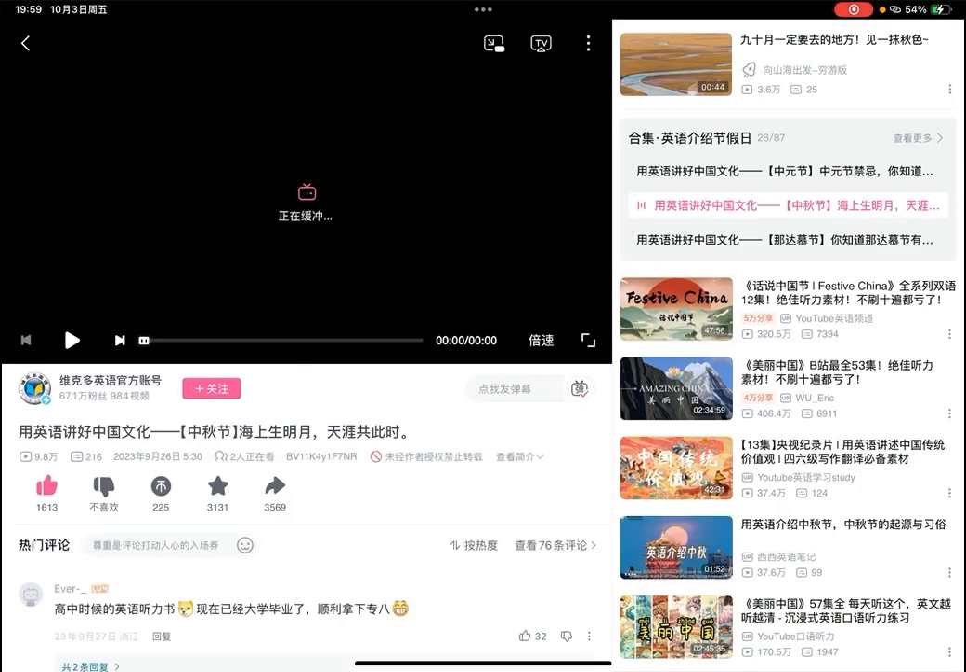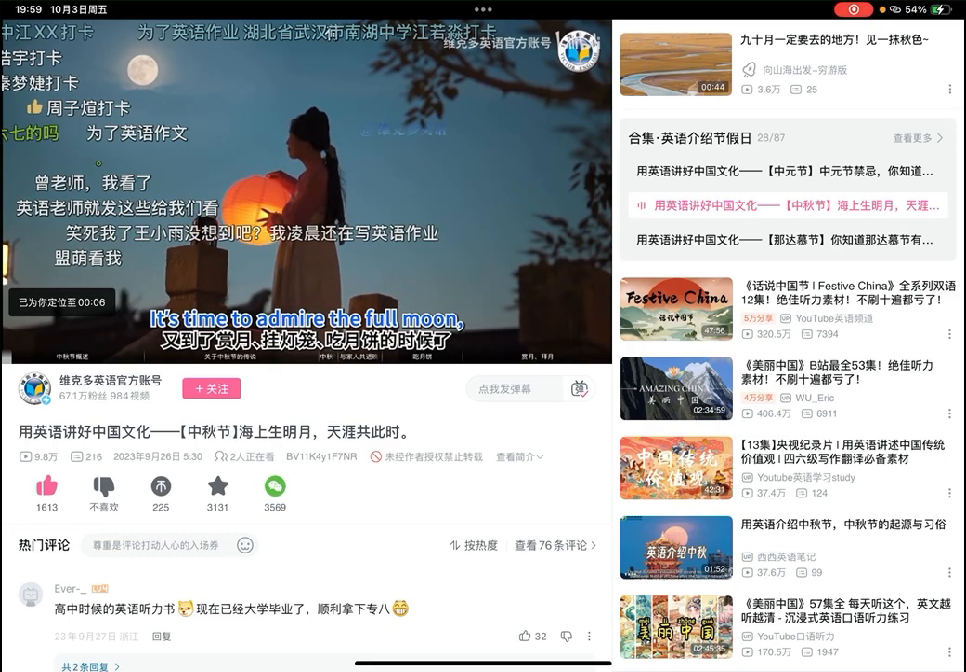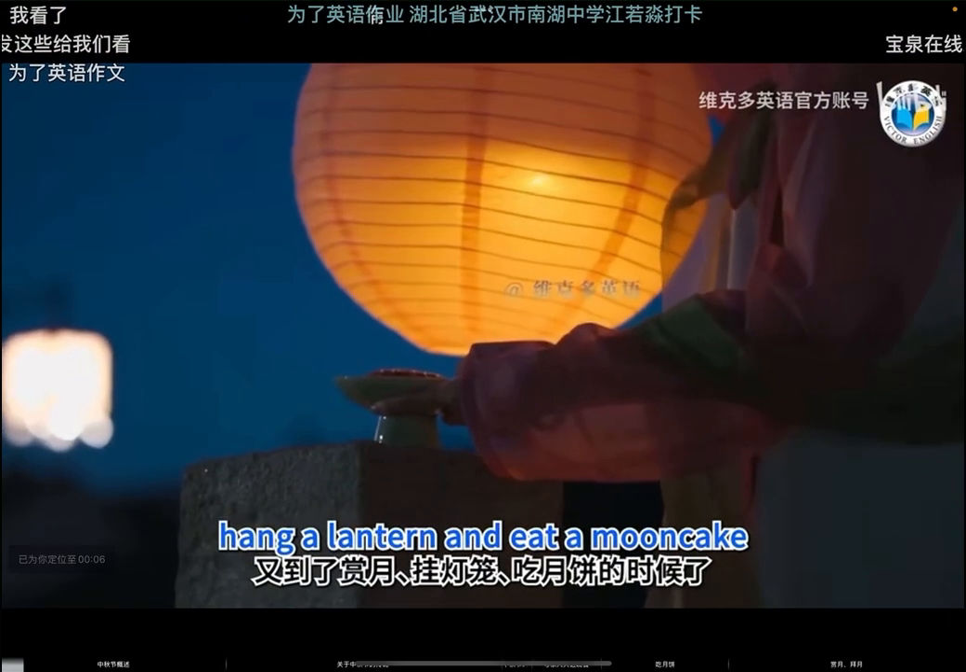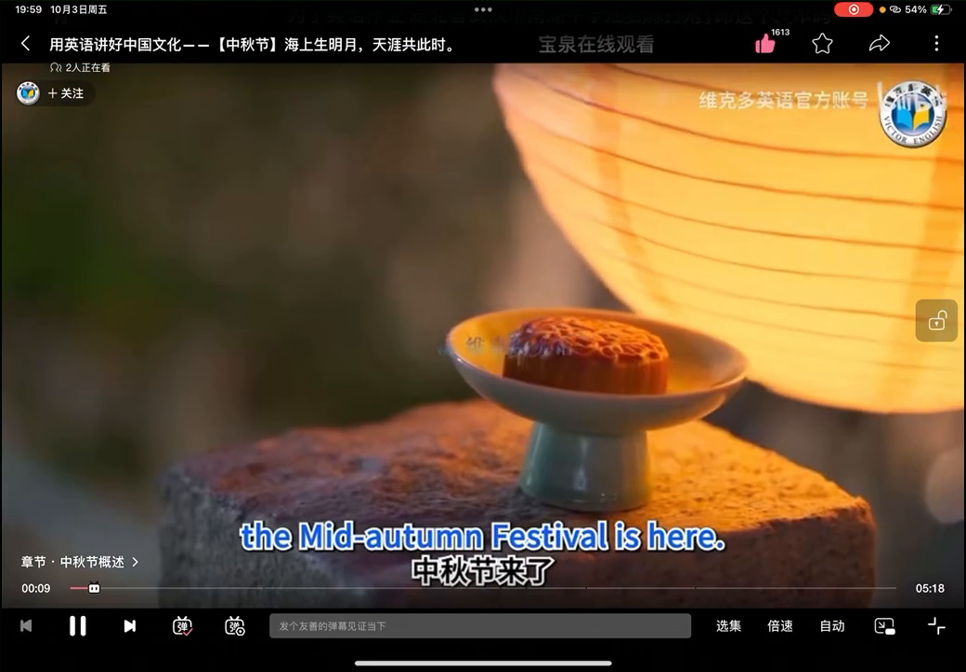Mid-Autumn Festival. Time to admire the full moon, hang a lantern and eat a mooncake. The Mid-Autumn Festival.